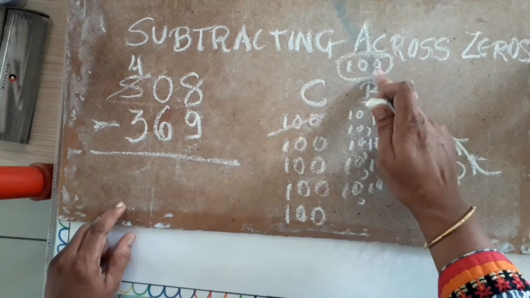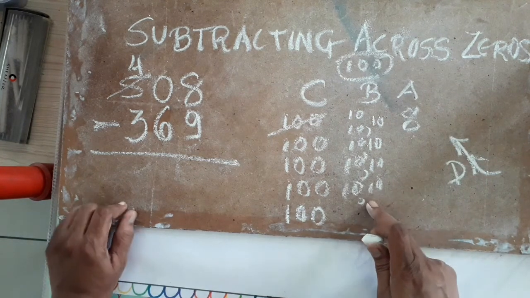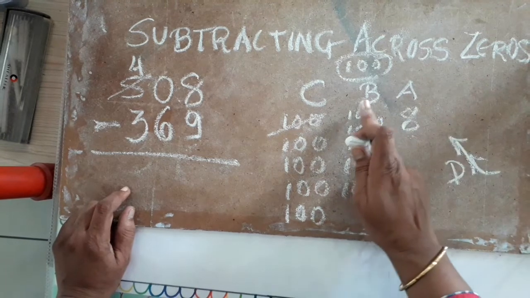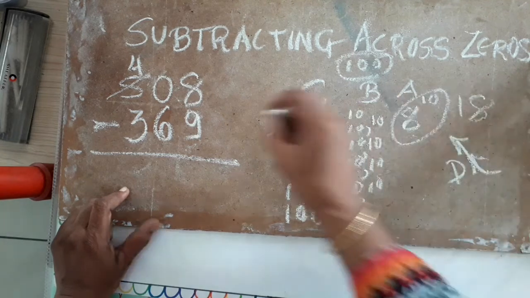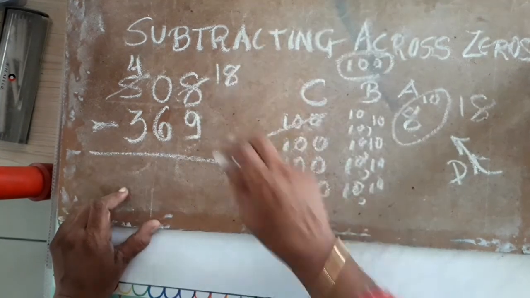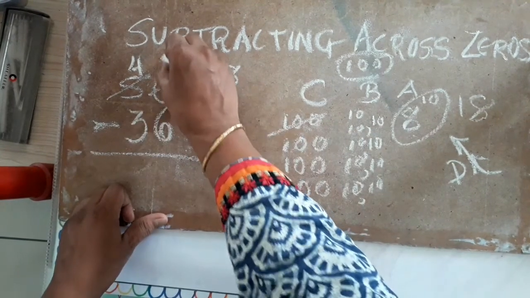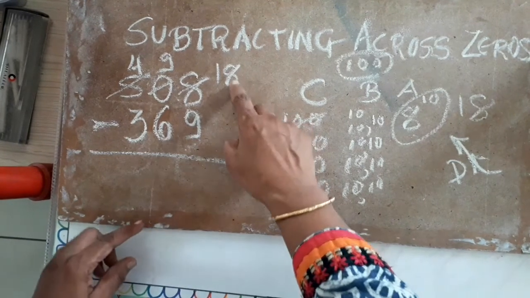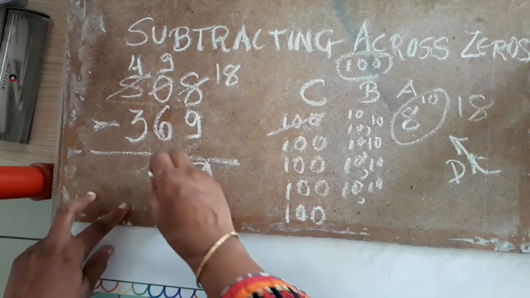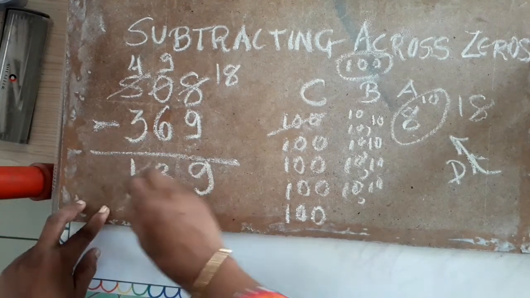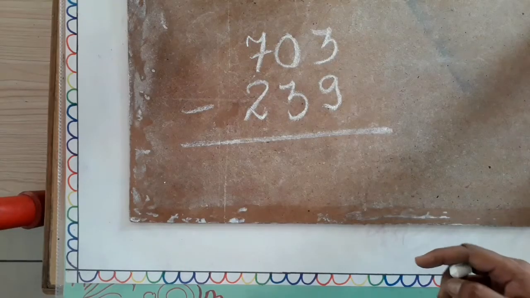Now what about this 100? He has taken only 90, so 10 is left out, so one bundle he is giving to A. So now A person is having 18, so here I can write 18 and this person is left with 9 tens, so here I have to write 9. So now 18 minus 9, so you will have it as 9. 9 minus 6, that is 3, and 4 minus 3, that is 1. So answer is 139. Let's discuss this question.